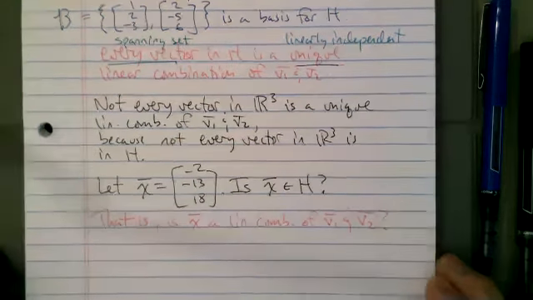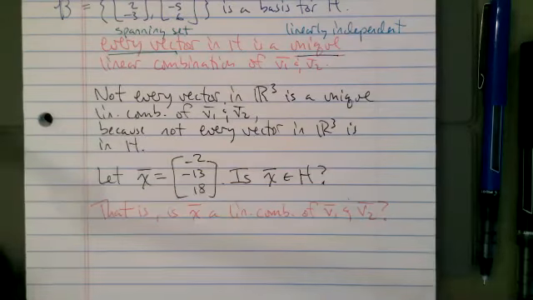What are we going to use? What's the only thing that we have? In this case, we'll use an augmented matrix and then find the reduced echelon form. We are going to be using an augmented matrix because I'm asking, is this vector x a linear combination of V1 and V2?